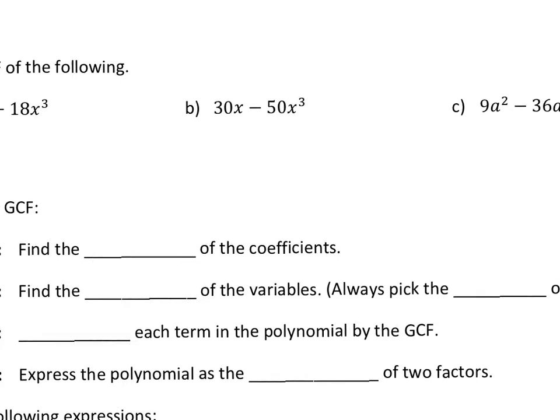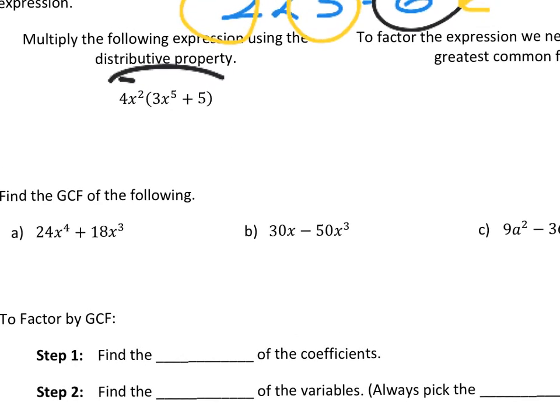So review from last chapter. We should get 4 times 3 is 12. x squared times x to the 5th, we're adding those exponents, x to the 7th. And then we're going to distribute again. So 4 times 5 is 20. It's a positive 20, and x squared just stays along as a piece of it.